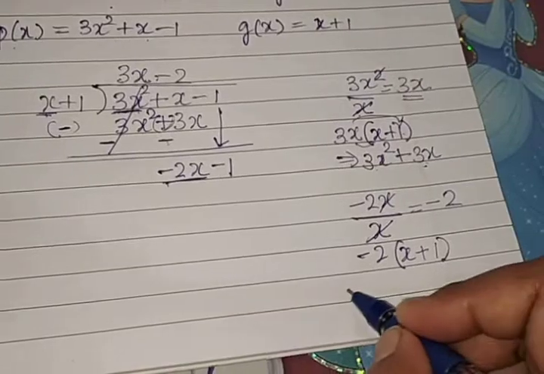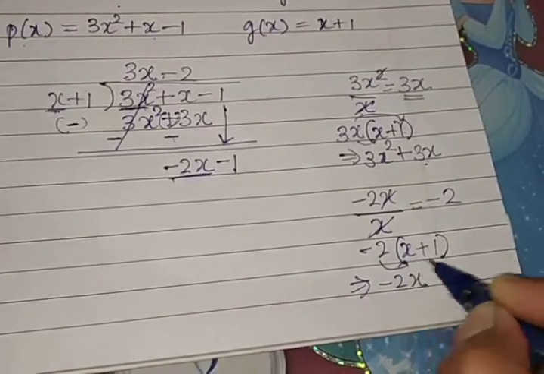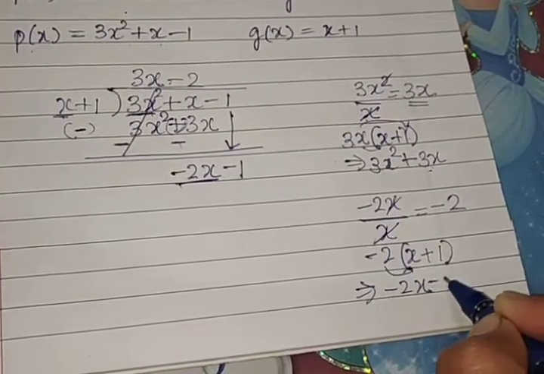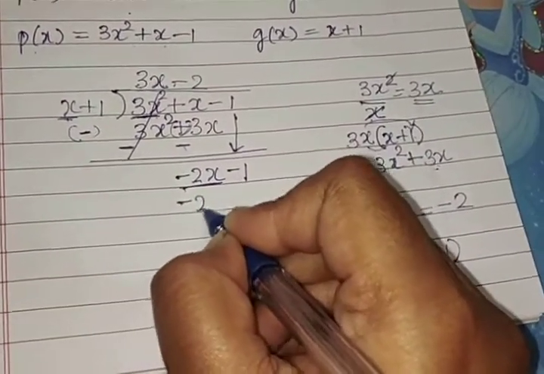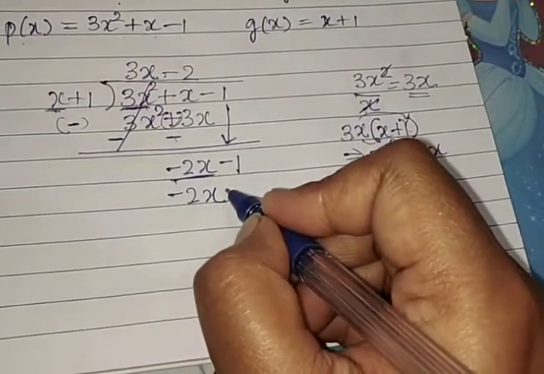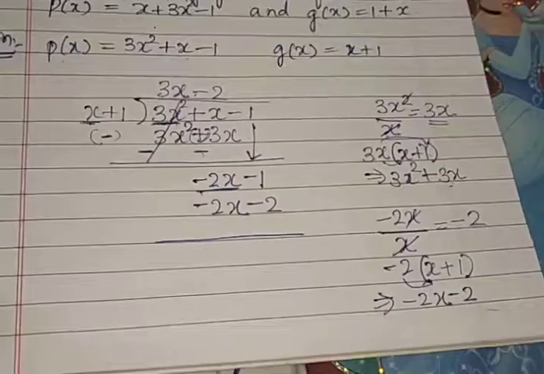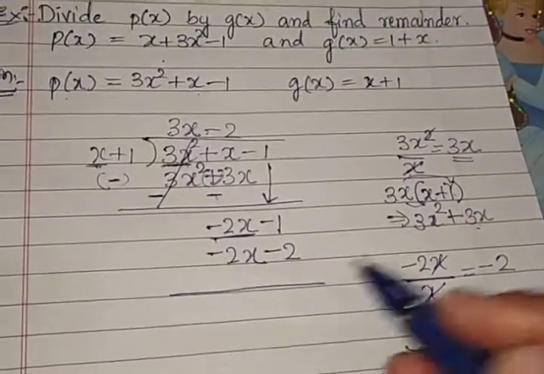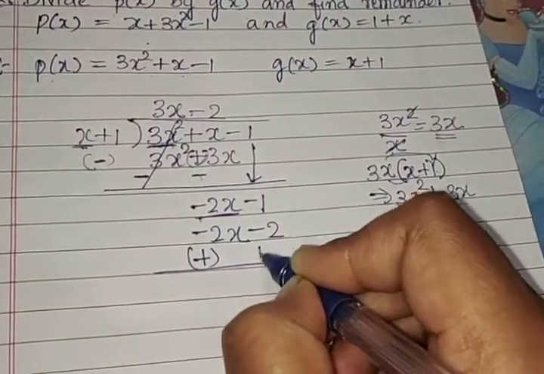When we multiply minus 2 into x, we get minus 2x, minus 2 into 1, we get minus 2, and place it exactly below the like terms. Minus 2x below minus 2x, and minus 2 below the constant term here, minus 2. And now we will change the sign. This becomes plus and this becomes plus here.